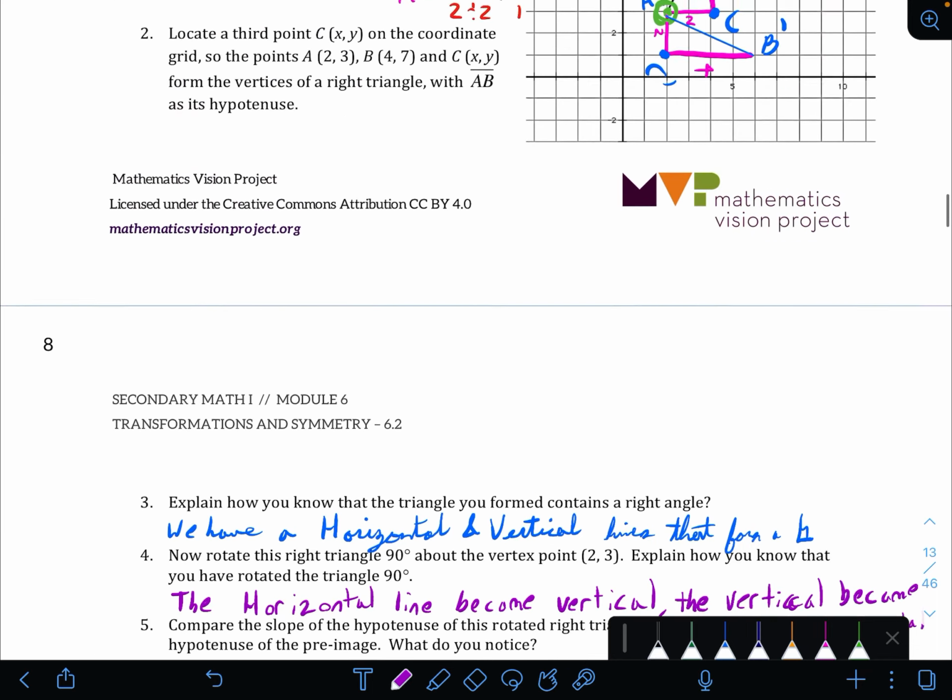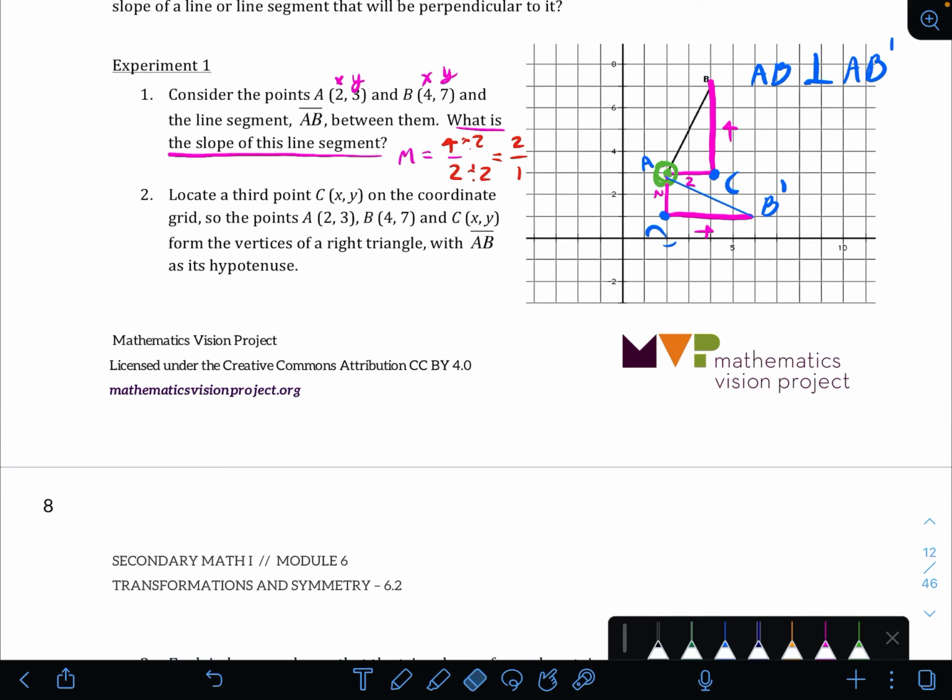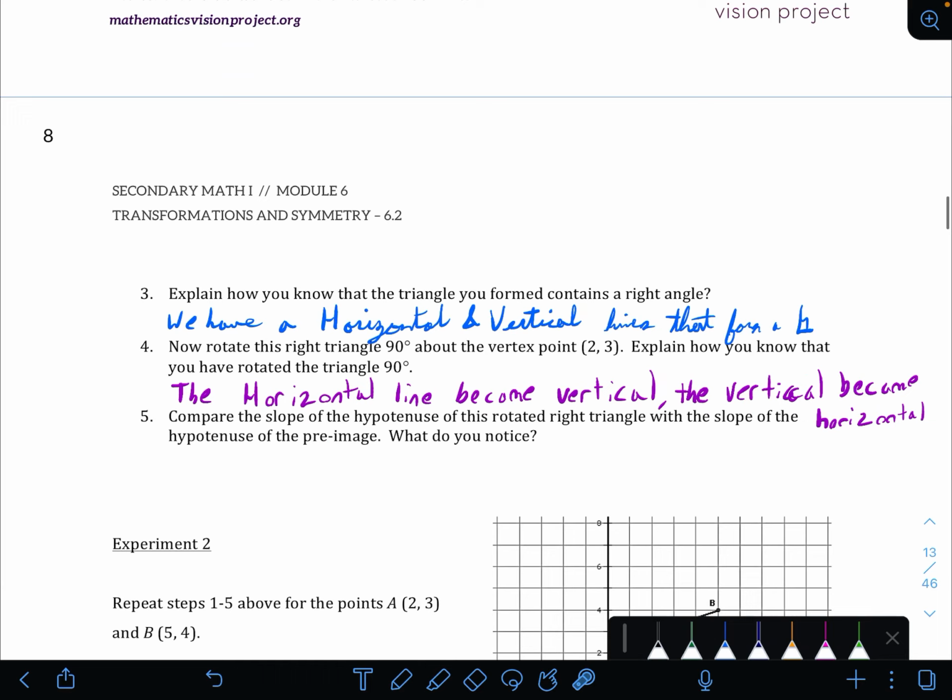All right. And so let me just go over that again. Our horizontal line right here became vertical. And our vertical line right here became horizontal. That's what I mean. All right.